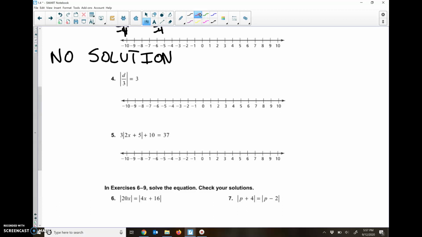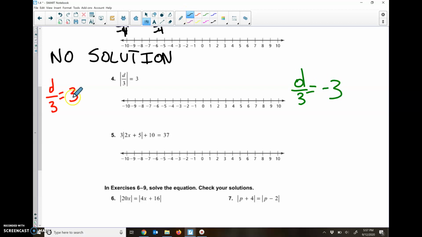Okay, let's look at number 4. 4 has d divided by 3. Absolute value is already by itself. I like this problem. We don't have to do anything. Equals 3. Again, we like this problem. It's a normal problem. I can have a positive 3 and I can have a negative 3. So I'm going to write that. So d divided by 3 equals positive 3. Then way over here, I'm going to do d divided by 3 equals negative 3.